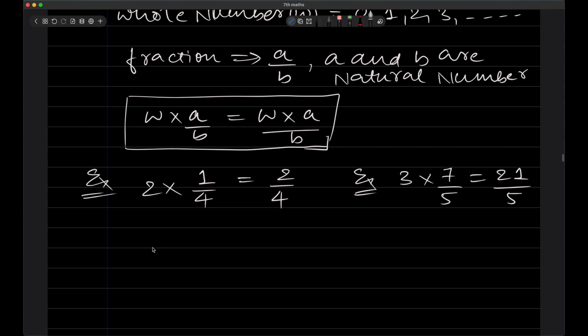If we have to multiply the whole number by a mixed fraction, that is 2 whole 1 by 3, then first we have to convert the mixed fraction into an improper fraction, that is 3 into 2 is 6, plus 1 is 7 by 3, and then multiply: 2 into 7 is 14 divided by 3.